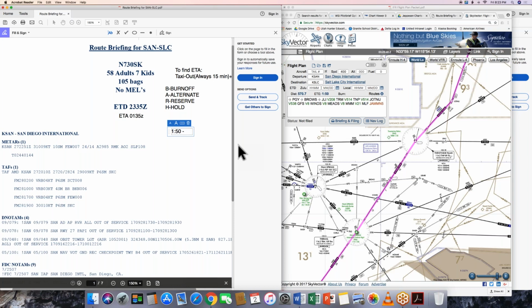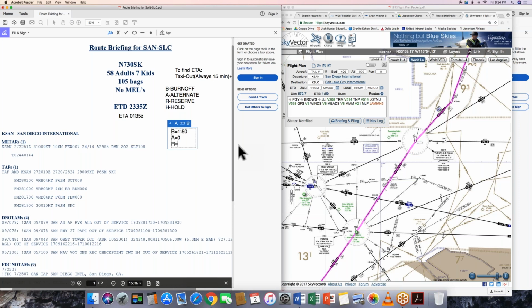As far as our burn off, we're going to look at an hour and 50 minutes. And do we have an alternate? No. Okay. So we'll say A equals 0. Do we have reserve fuel?